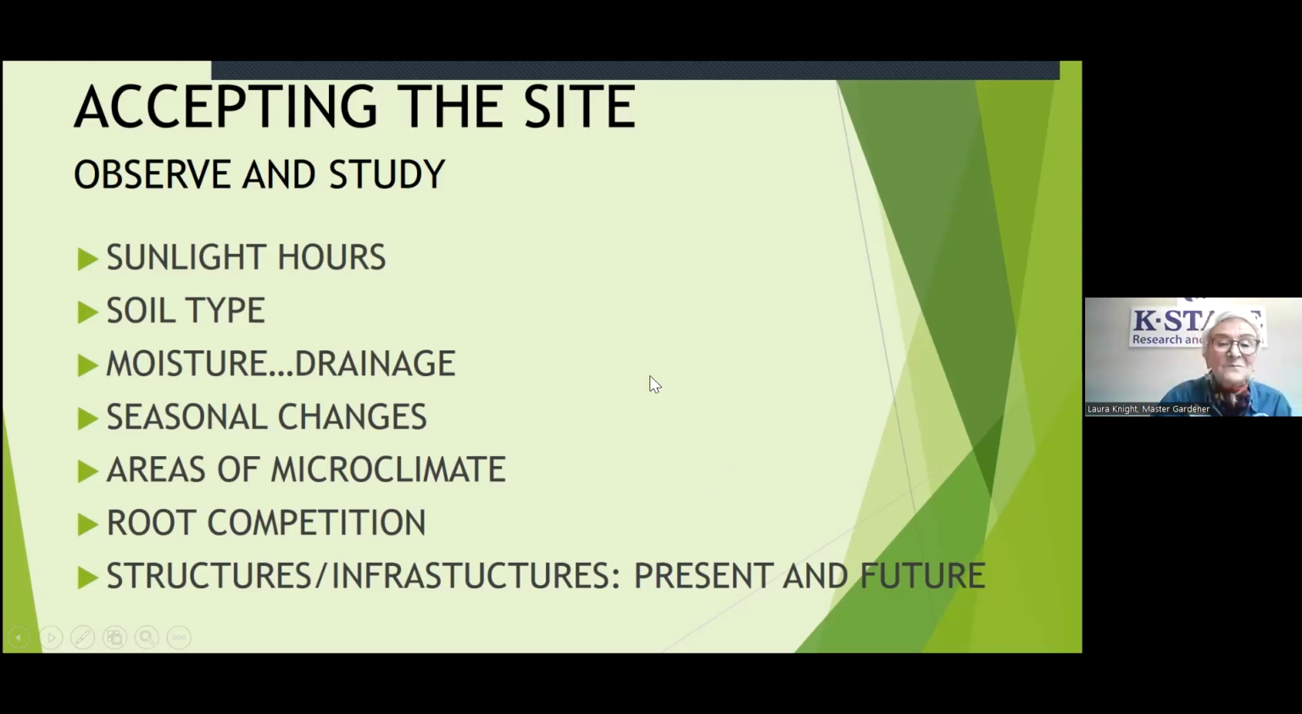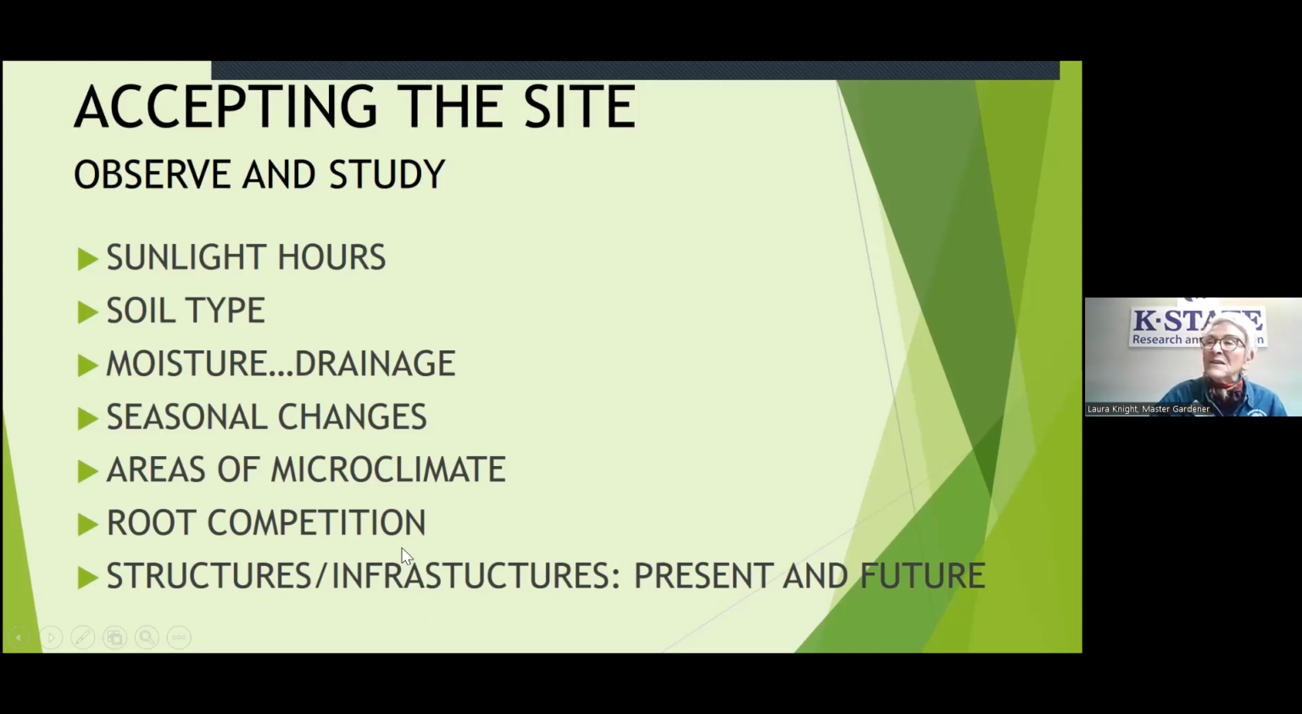You're going to look at the soil type that you have, the moisture and drainage patterns, and you're going to realize that throughout the seasons, these three can vary. There are seasonal changes. You also are going to have areas of microclimate, which will allow you to get away with USDA lower or higher numbers. And you're going to know about root competition. And most of all, you're going to be aware of the structures and infrastructures, whether you have them already or you plan to do it.